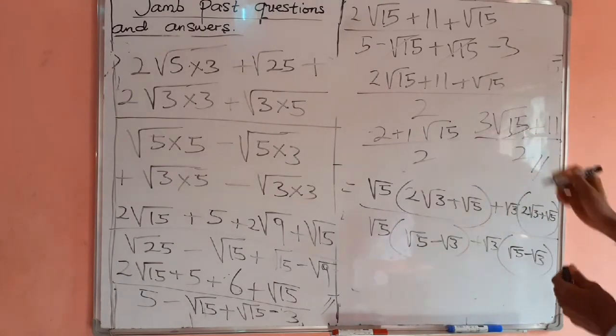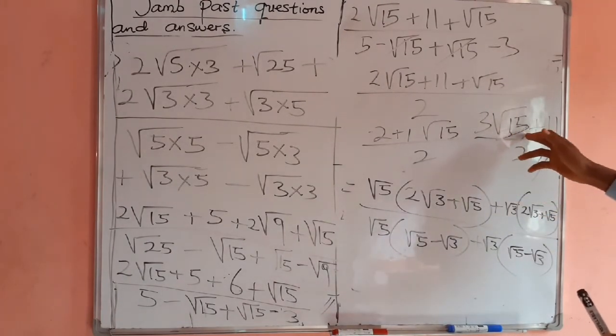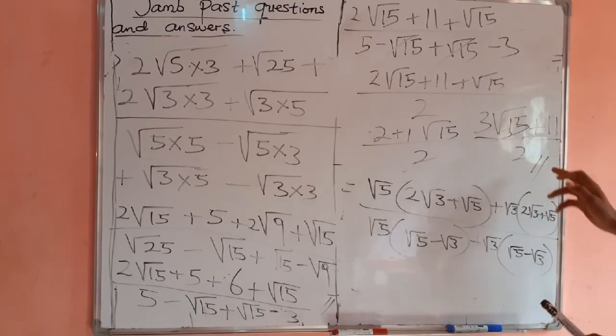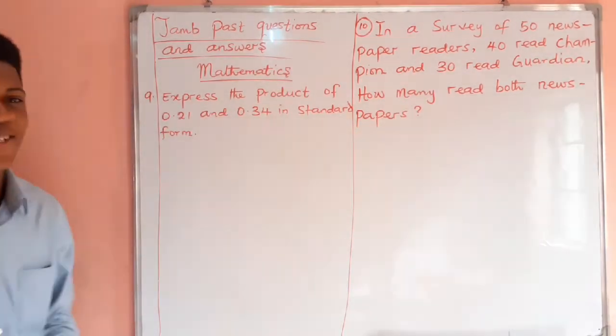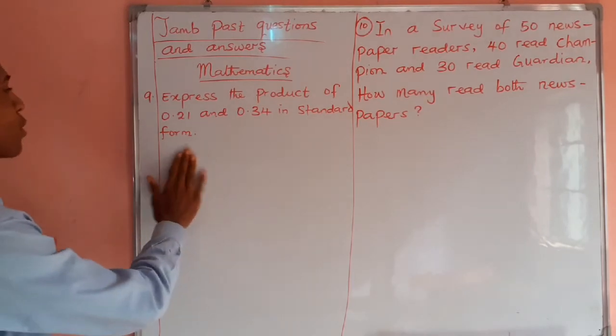Our final answer is (3√15 + 11)/2. You can see we are down to number 9 and 10. It has been such a long way for you guys. I'm really proud of you all for understanding what we're doing.